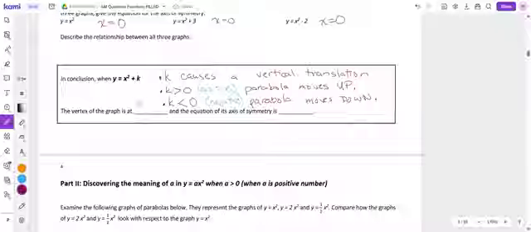The vertex of the graph is as such. The x is always 0. The y is whatever your k is. Because the vertex starts at the origin, if it moves up 3 spaces, that means now the y is 3. And the equation of the axis of symmetry is x equals 0. That did not change.